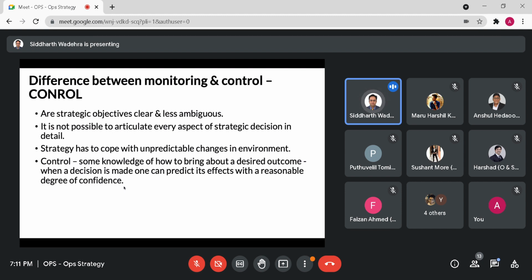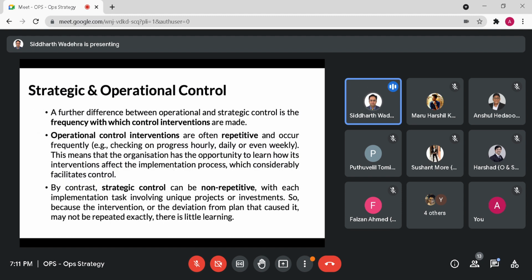So control is really understanding how some of this knowledge can bring about a desired outcome, and using these control mechanisms, which we will look at in just a minute, we can predict some of the outcomes with a reasonable level of confidence. And we will look at how Tesco, the case that we're going to study later today, was delayed in its monitoring and control to be able to launch a strategic pivot, which they should have initiated much earlier.